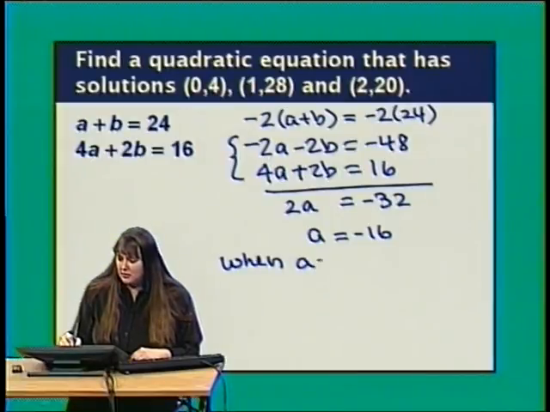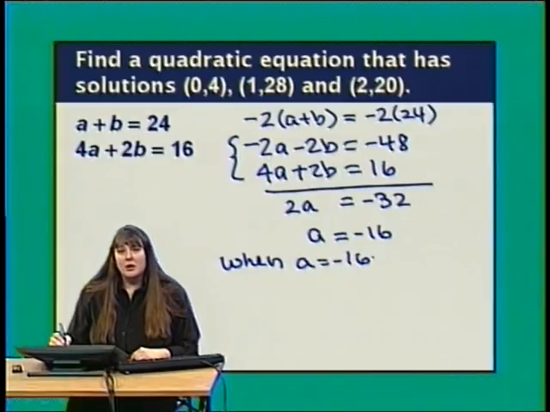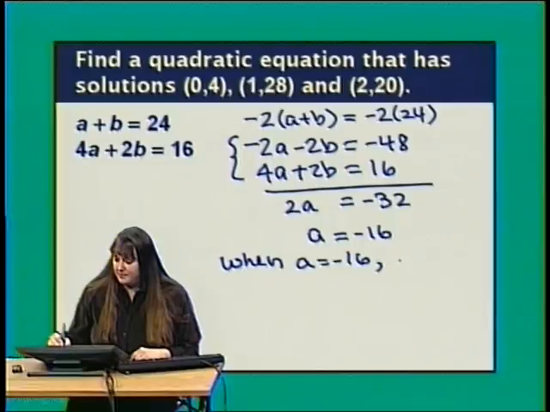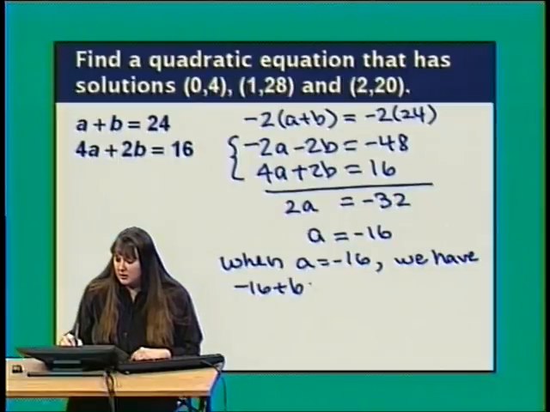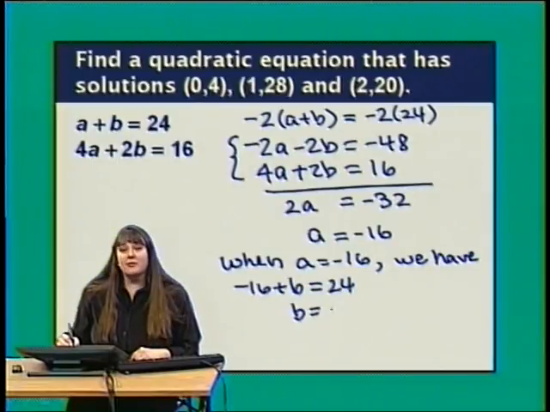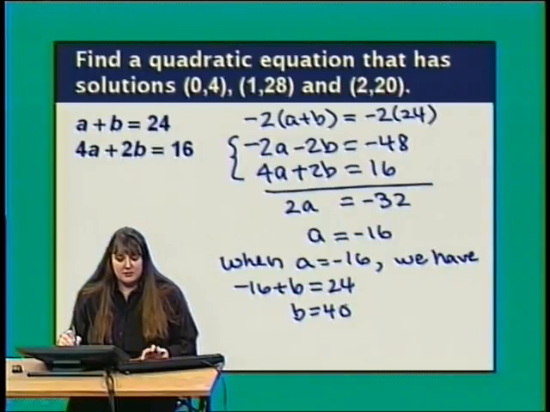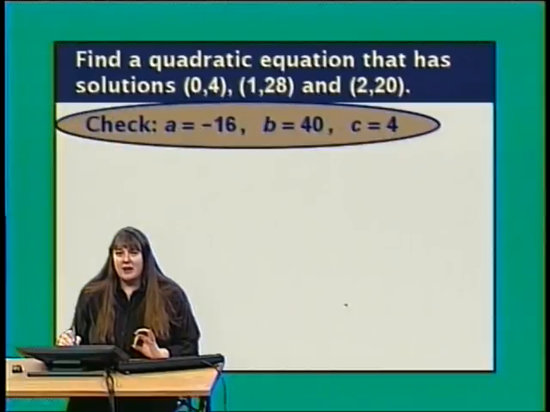Dividing both sides of the equation by 2, I have a equals -16. When a equals negative 16, using that first equation, we have negative 16 plus b equals 24. So b equals 24 plus 16, which is 40. And we already knew c was 4. So I've got a equals negative 16, b equals 40, and c equals 4. And I want to check that with the 3 solutions that I have.